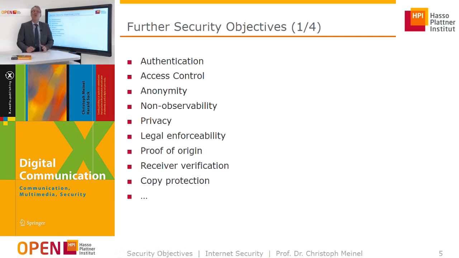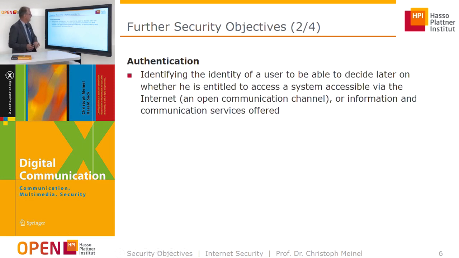Of course, there are further security objectives. For example, authentication. For example, access control. For example, anonymity, non-observability, privacy, legal enforceability, proof of origin, receiver verification, copy protection. And you see the list of security objectives cannot be finished because there are a lot of different ones, and it depends on the application and on the user to define this in the right way.